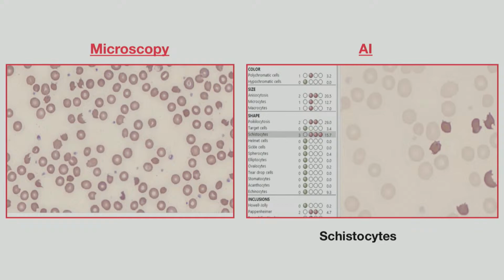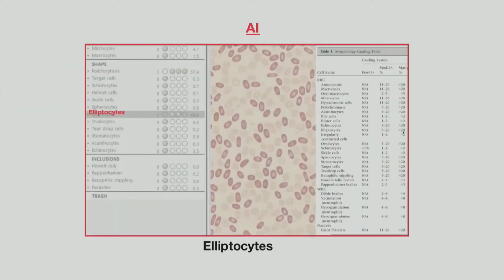Now, schistocytes. Schistocytes are also very important because we see them in hemolytic anemias, and there also we have to give the percentage. It is beautifully categorizing and simultaneously giving the percentage of cells in the smear. Elliptocytosis also has a cutoff of 25%. If you see more than 25% on the slide, then you have to report it as elliptocytosis.